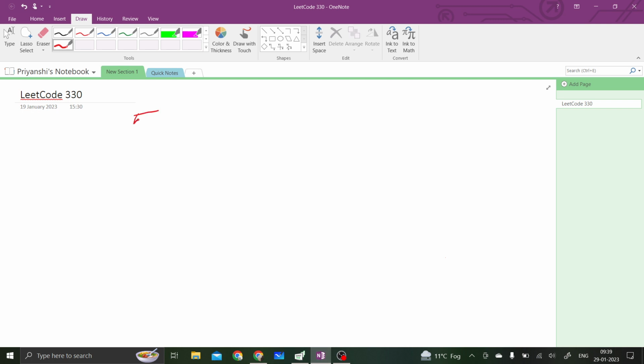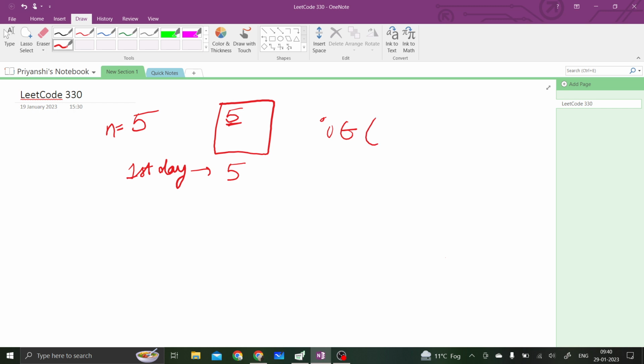So let's take n equal to 5 here. So we have a board, and we have to place 5, as it is already present on the board. Now from here we will start our procedure. On the first day we only have 5 on the board, so we will take 5, and we have to consider i between 1 to n each time, so i will belong to 1, 2, 3, 4 and 5.